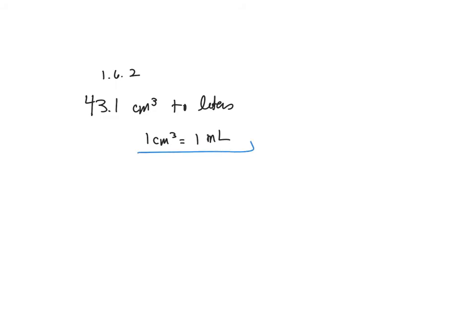We've already worked a density problem. Let's convert 43.1 centimeters to liters. So this is 1.6.2. Now you do need to know your unit conversions. So 1 centimeter cubed equals 1 milliliter. Some of them you just need to memorize, and that is one of those that you need to memorize.